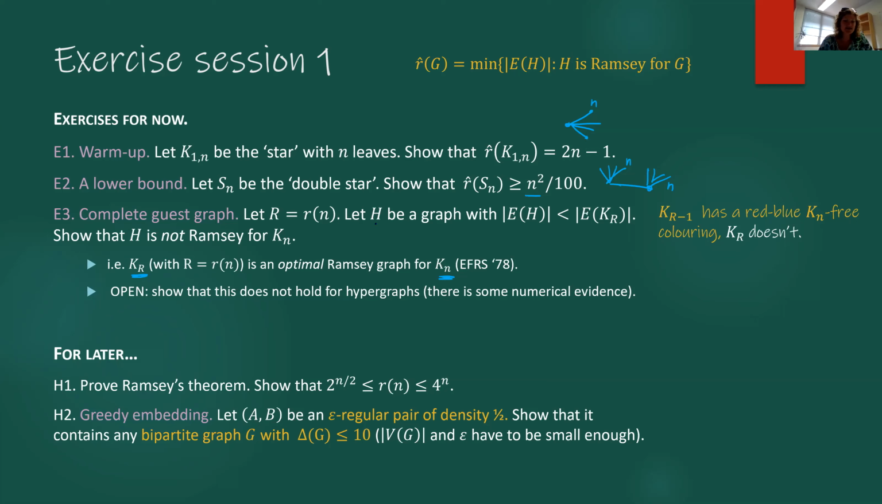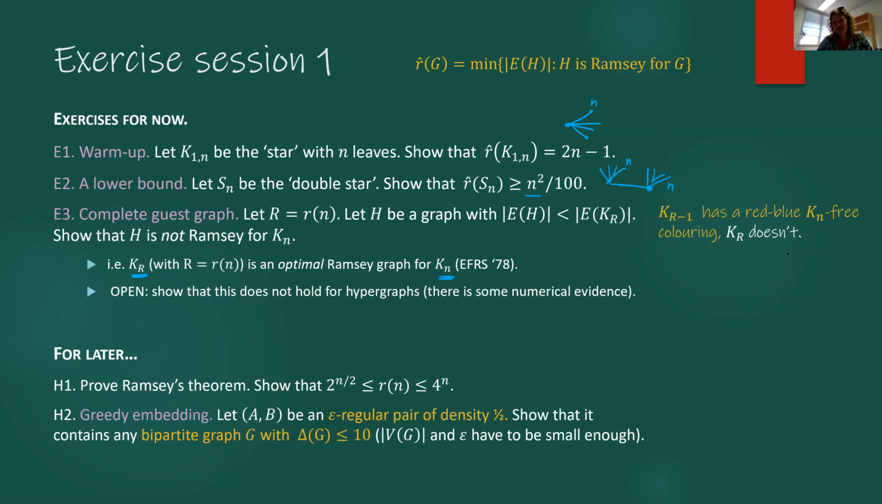Let me spell out exactly how the exercise goes. You take R to be the Ramsey number, and then you take H to be a graph with a strictly smaller number of edges than the Ramsey graph. And you need to show that H is not Ramsey for Kn. Again, it's worth spending a bit of time thinking about the implications of that.